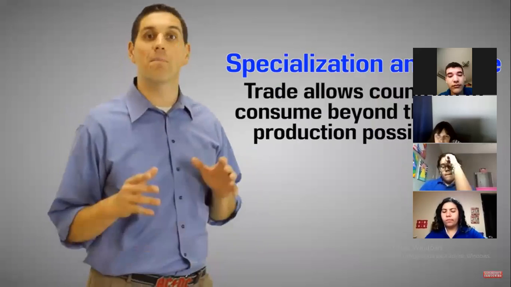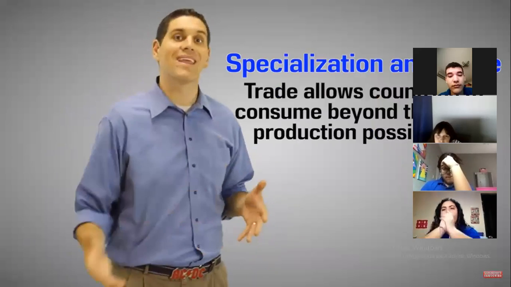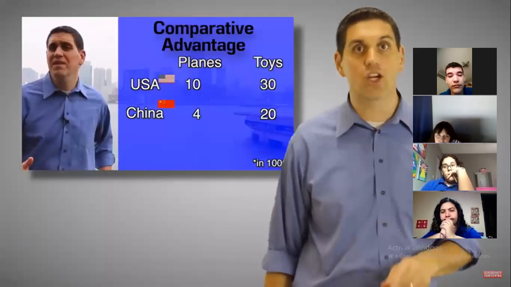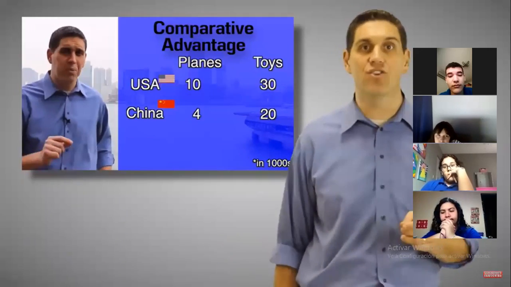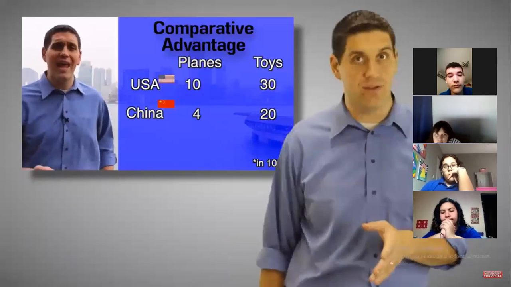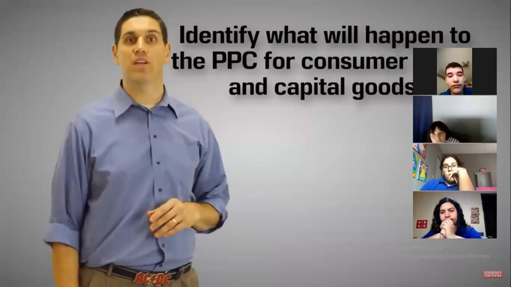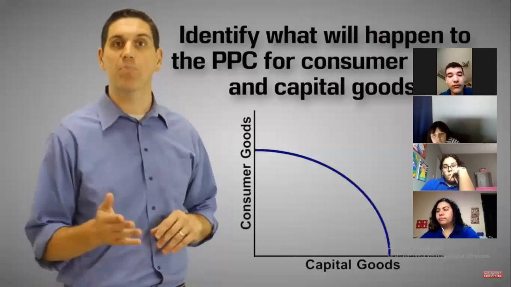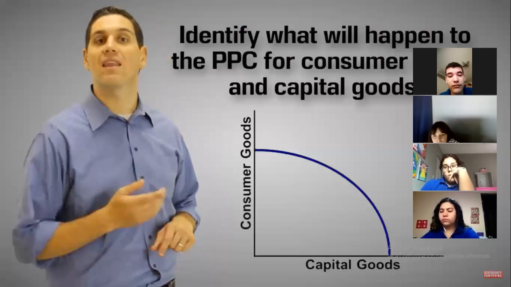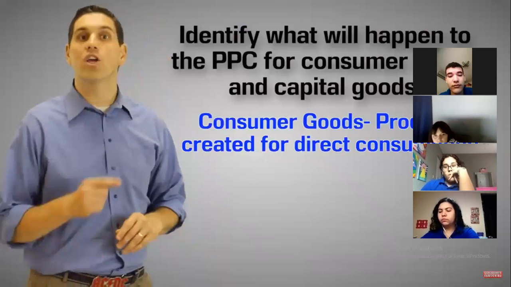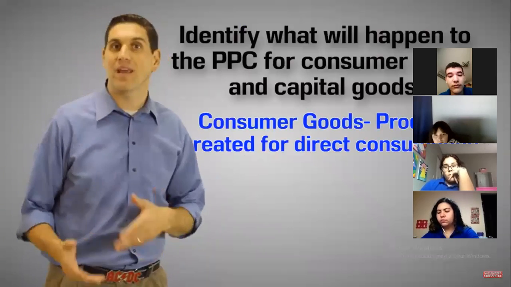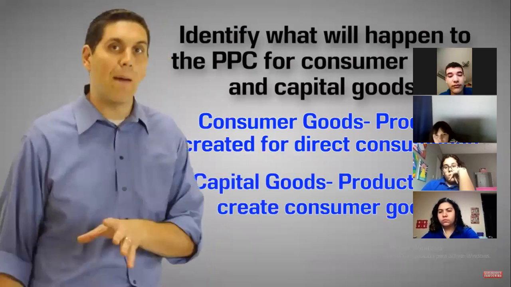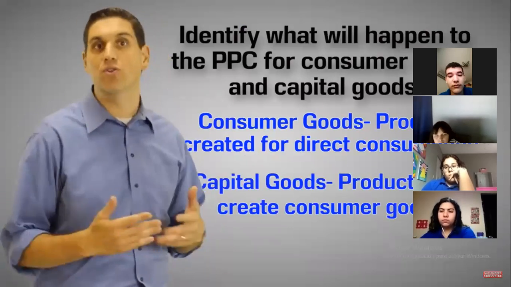It doesn't mean that they can produce more than they could before, but they can get more than before because of trade. Now you're going to learn a whole lot more about this, and you're going to learn about something called comparative advantage. Make sure to watch this video, it's going to help you out. Now let's get back to shifting the production possibilities curve. I'm going to give you 4 examples, and I want you to figure out what happens to the production possibilities curve for consumer goods and capital goods. Now, a quick reminder, consumer goods are made for direct consumption, like pizza. Capital goods are made for indirect consumption, so it's like an oven. So capital goods are tools and machinery to produce consumer goods.